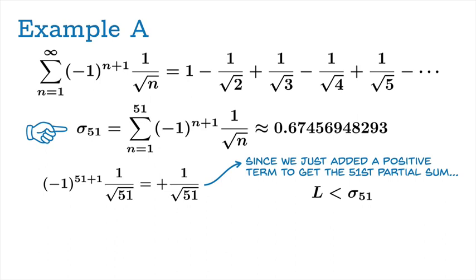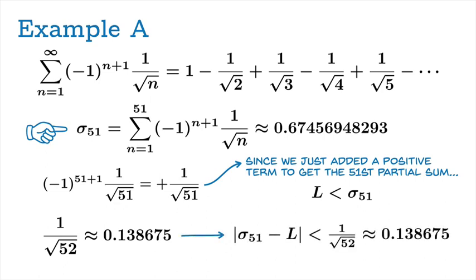But how close are we? Well, the next term that we would include, we'd actually subtract 1 over root 52, but the size, the magnitude of that is about 0.138675. So from this calculation, we know that sigma 51 can be no worse than that far away from the actual value of the series.